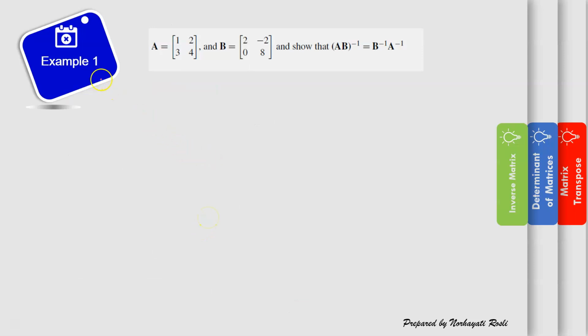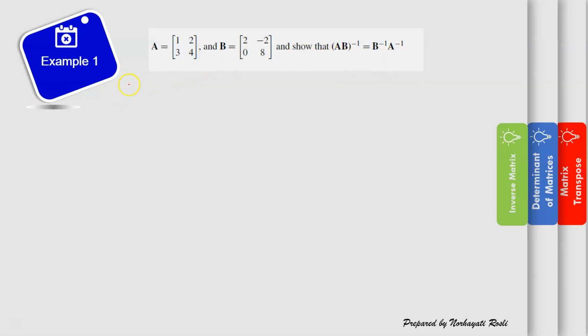We go to example 1. We have two matrices A and B, which are of dimension 2 by 2. The question asks us to show that (AB) inverse, meaning A multiplied by B and then taking the inverse, equals B inverse multiplied by A inverse. So now we want to show that the properties of the matrix work for these two matrices.